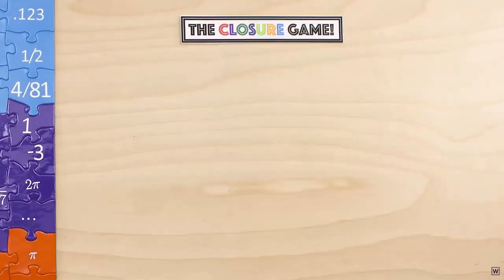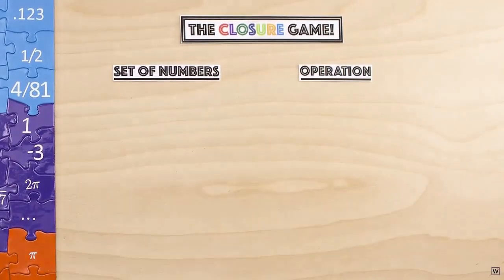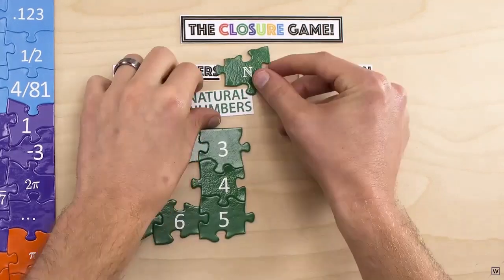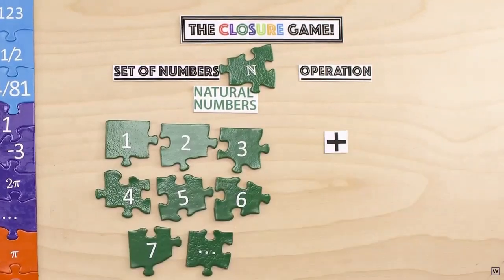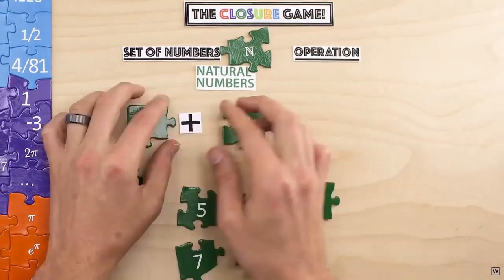I'll give you a set of numbers and an algebraic operation. I want you to tell me if any 2 numbers in the set, when combined with the operation, give a number that is not in the set. Our first set is the natural numbers, and our operation is addition. So the question is, are there any 2 natural numbers that when added together produce something that is not a natural number?